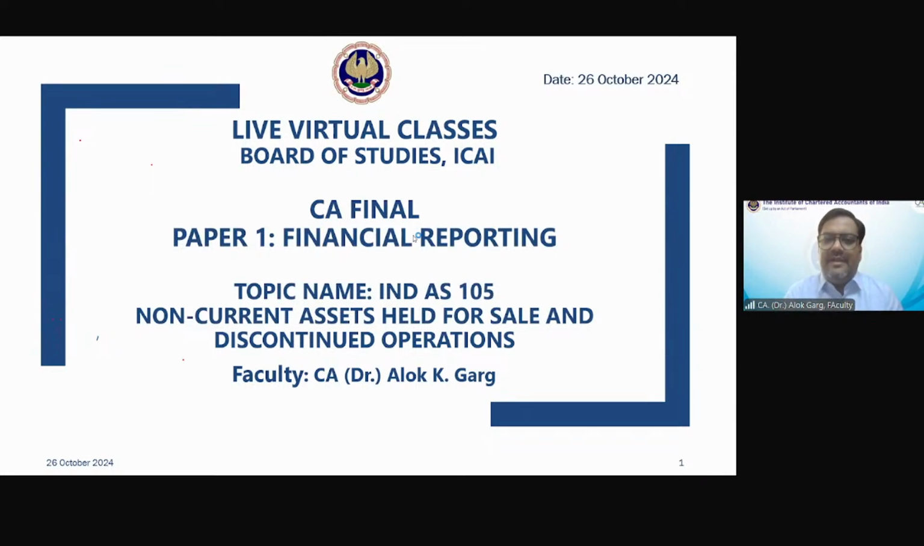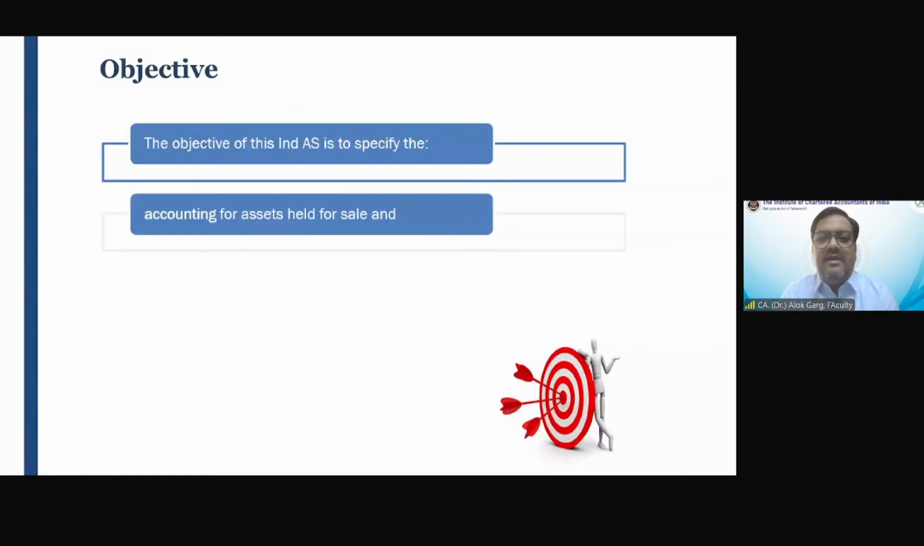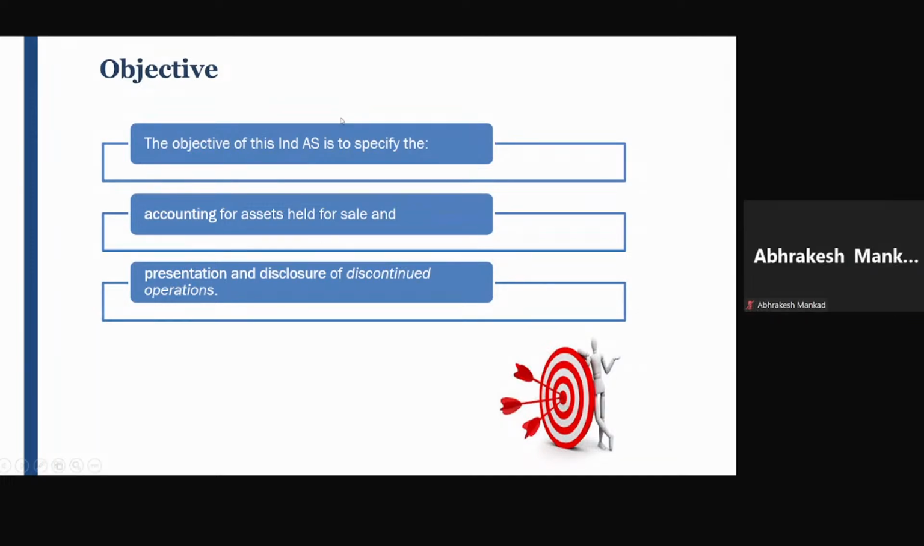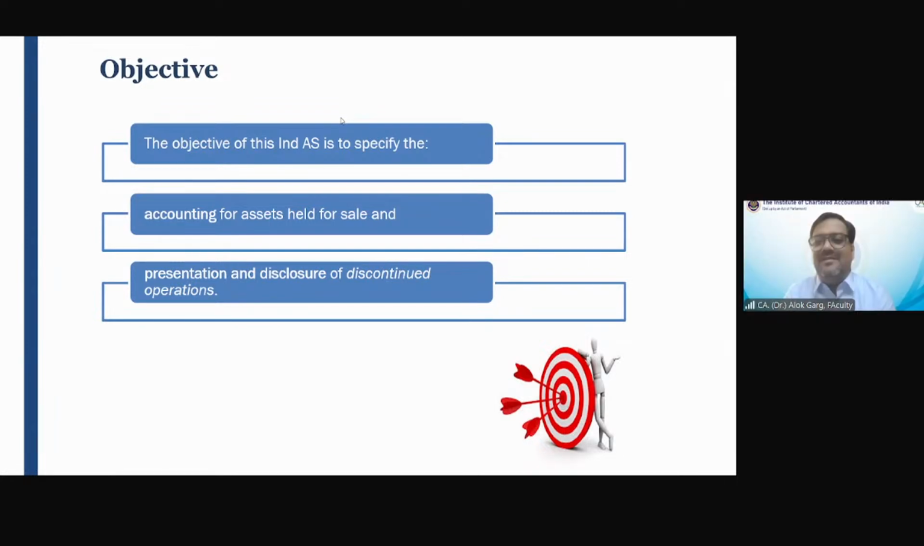Okay. So friends, the objective of this standard is to specify the accounting for assets held for sale. Accounting for assets held for sale means, what were the 4 pillars of accounting? RMPD, very good. Recognition, measurement, presentation, disclosure. This standard talks about all the 4 pillars of accounting for assets held for sale.